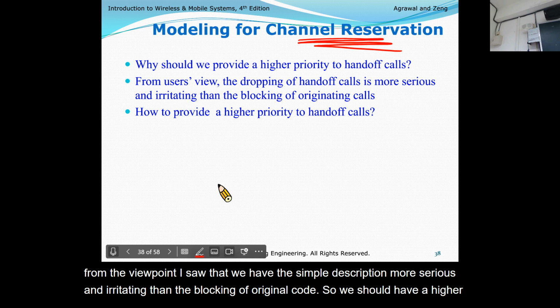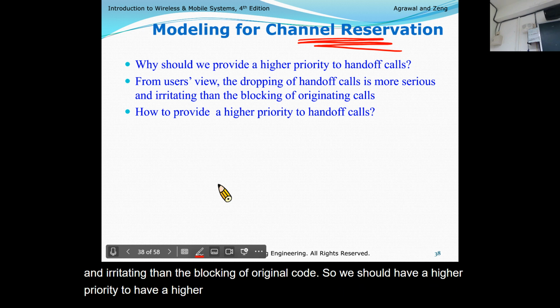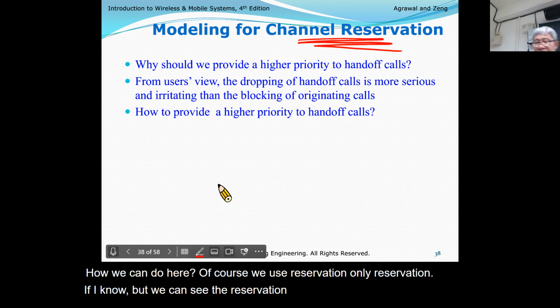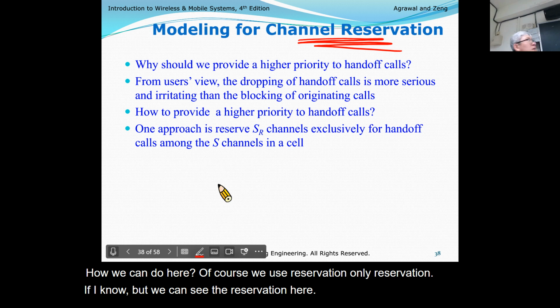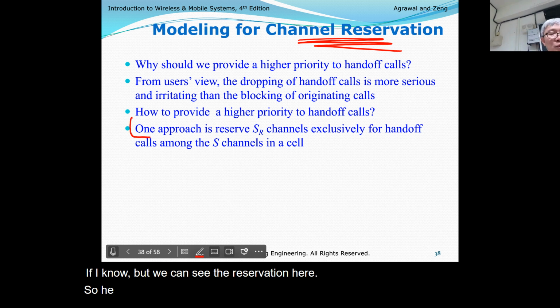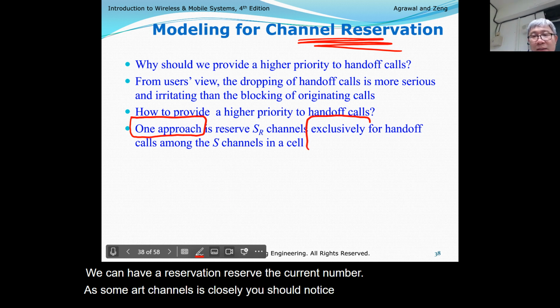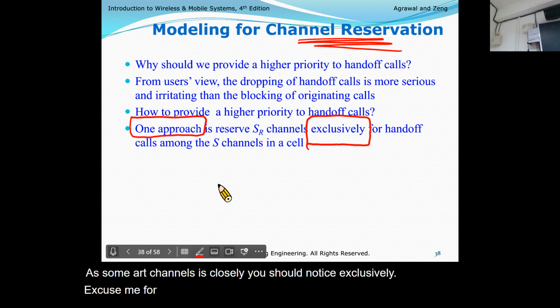To have a higher priority, how can we do it? Here, of course, we use reservation. Only reservation? In fact, no, but we can see the reservation here. So it says one approach: we can have a reservation. Reserve the current number of some channels exclusively. You should notice exclusively, exclusively for handoff codes.